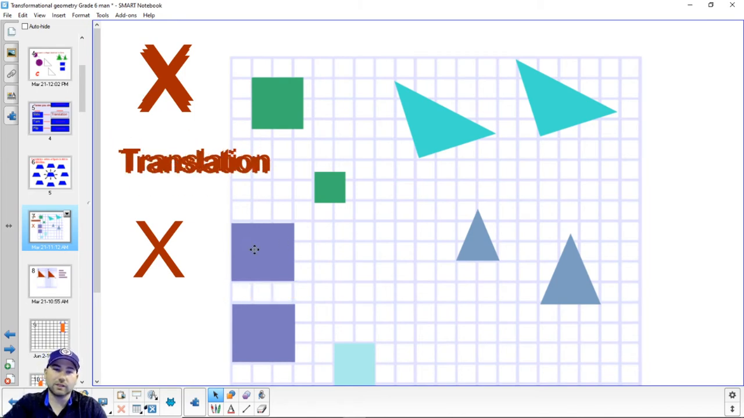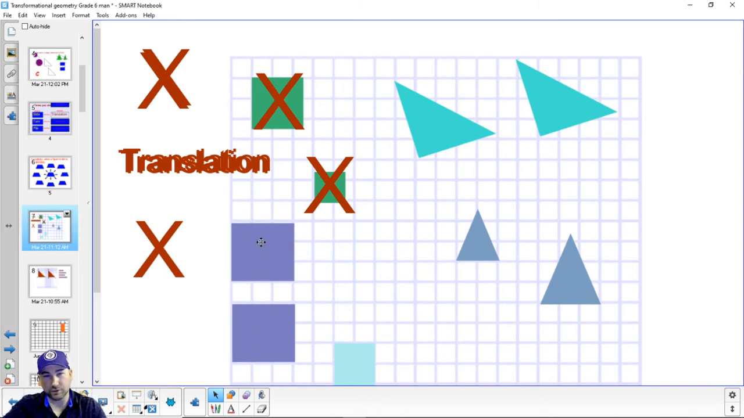All right, so let's take a look at this green square and this green square. Is that a translation? Well, you might be thinking, yes, it is, but it's not, because in order for it to be a translation, it needs to be congruent. This needs to be an exact copy, and unfortunately, this square is much smaller than this square, and therefore, it is not a translation.